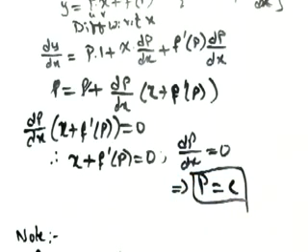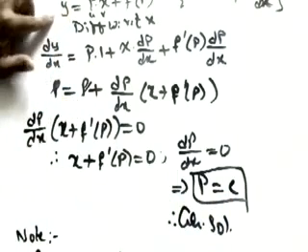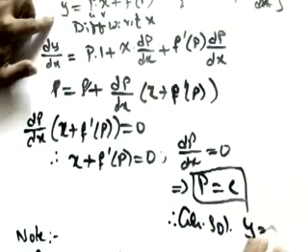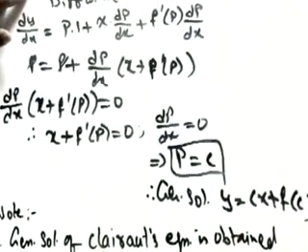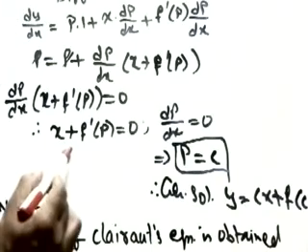p equals c is called the general solution. What is the general solution? In place of p, we have to write c in the equation. So the general solution is y equals c into x plus f of c. It's very easy, you just remember this one. For the general solution, we just have to write c in place of p.